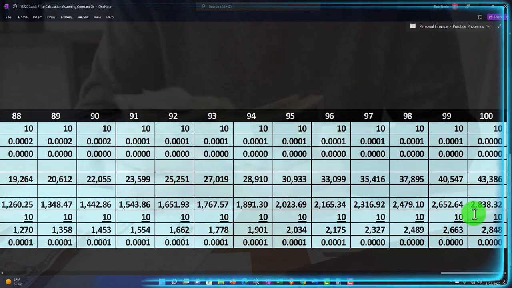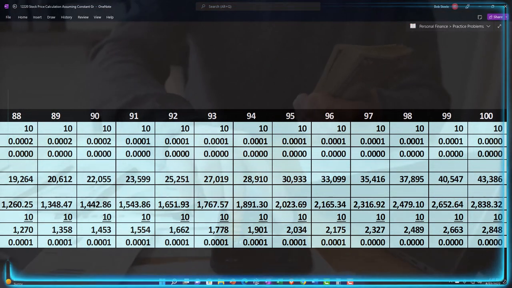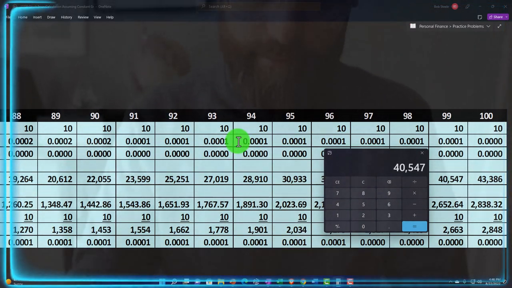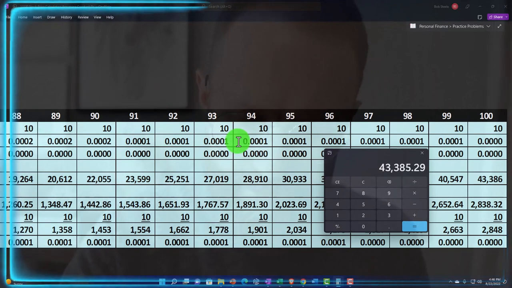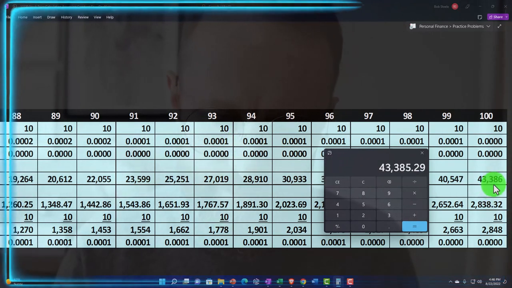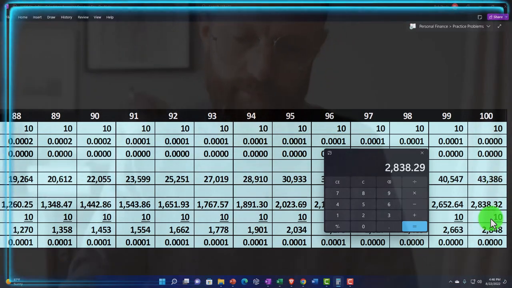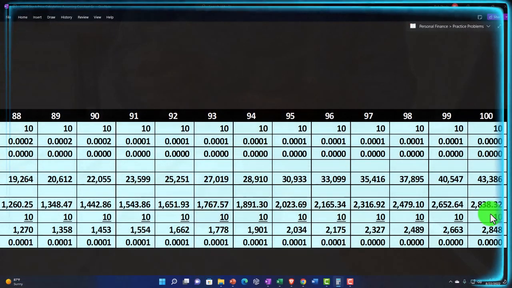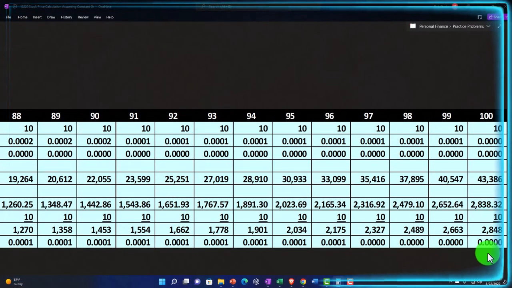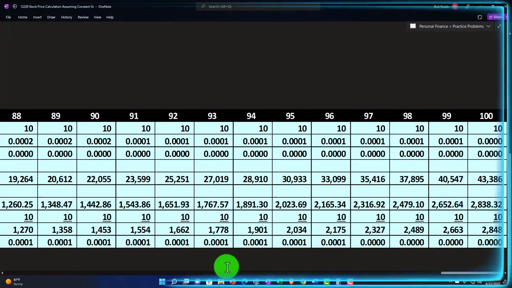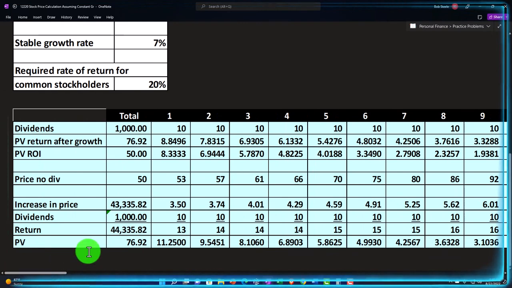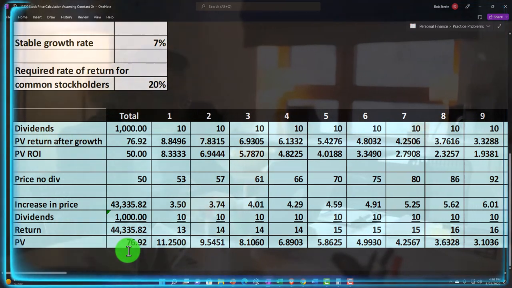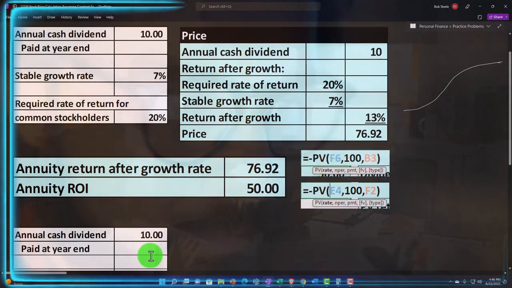Now we're out here saying a 7% increase. So meaning before, if my value of stock 99 years later was at 40,547 times 1.07, we got the 43,386 minus the 40,547. That gives us our 2,838. So that's a pretty big number in and of itself, but 100 years out, it's still relatively small, right? So that means that we can use the same kind of method, discounting back here. And if I add all that up, that gets us to the 7692, the 7692 that we calculated up top.